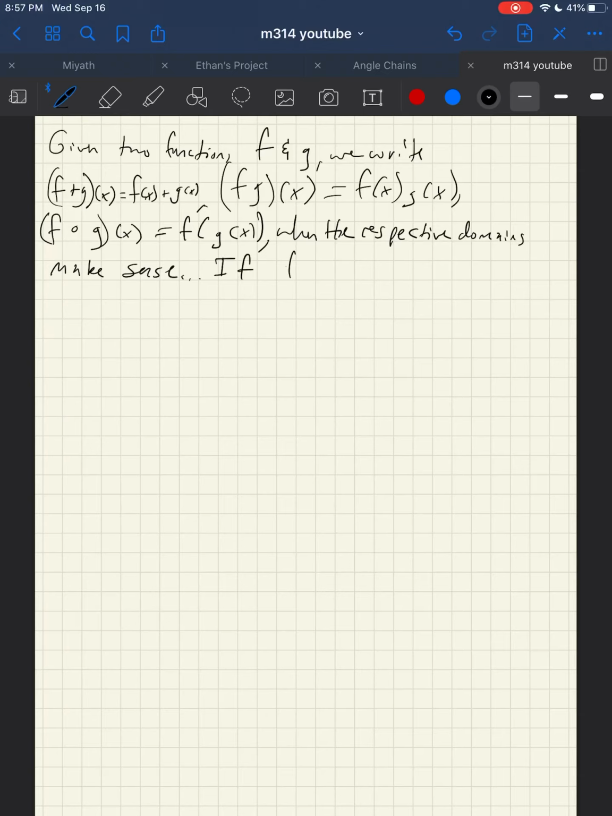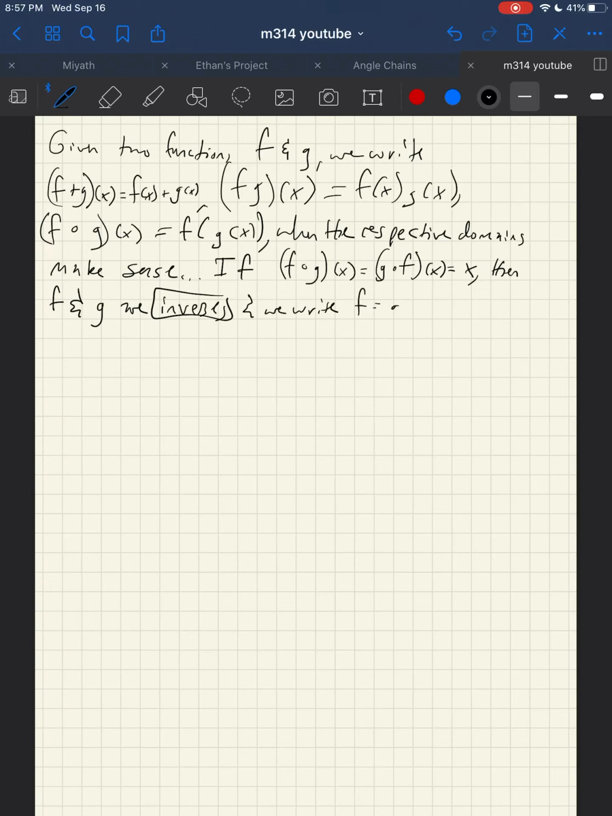And I'll say if f little circle g of x equals g little circle f of x equals x, then f and g are inverses. And we write f equals g raised to the minus 1, or g equals f raised to the minus 1, or both. All right, let's do a couple of quick examples.